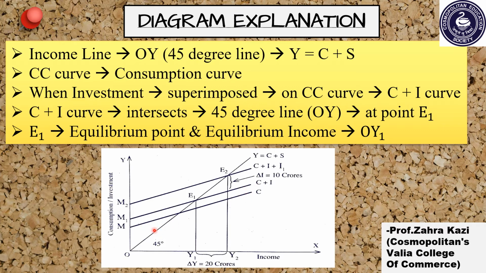Further, when investment is superimposed on the consumption curve, that means when investment is added to consumption, we get another curve here which is above the original consumption curve. This curve is called the C plus I curve, that is the consumption plus investment curve. Now this C plus I curve intersects the 45-degree line at point E1. So point E1 is the equilibrium point, and the equilibrium level of income is OY1.